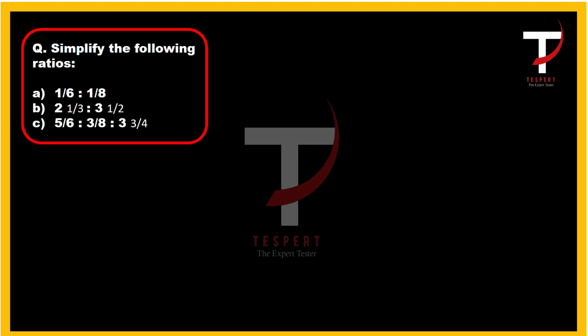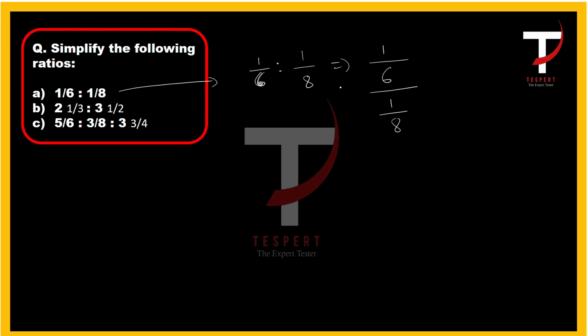So try to simplify the following ratios. The first one is 1 by 6 is to 1 by 8. So how can we solve it? What is the meaning of this? 1 by 6 is to 1 by 8 means 1 by 6 divided by 1 by 8.